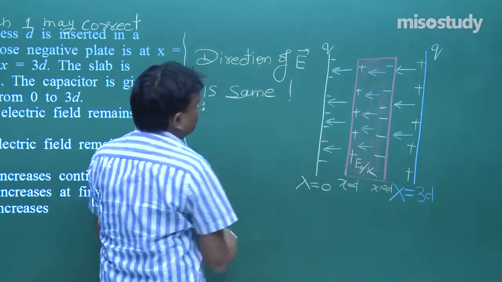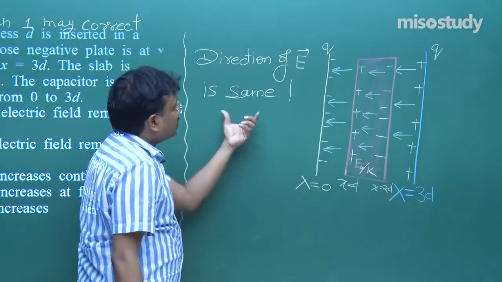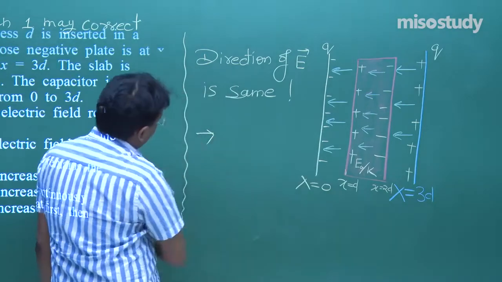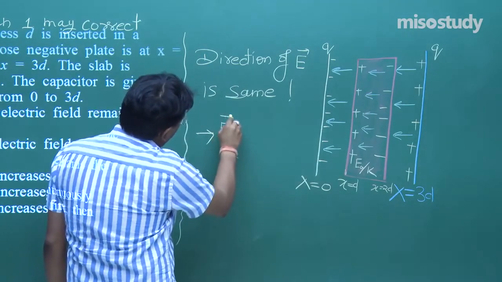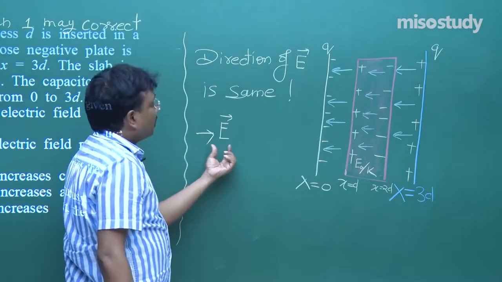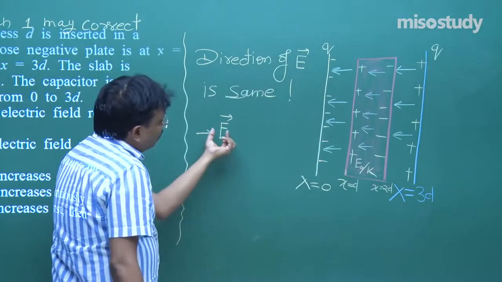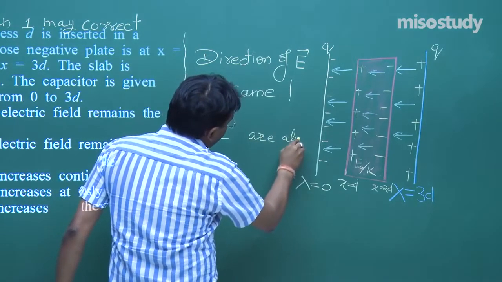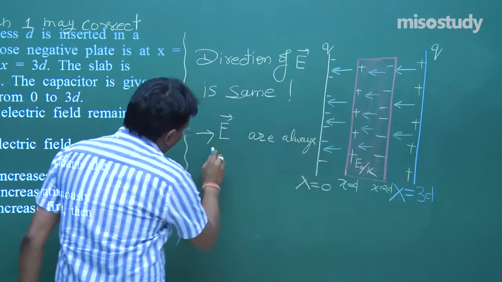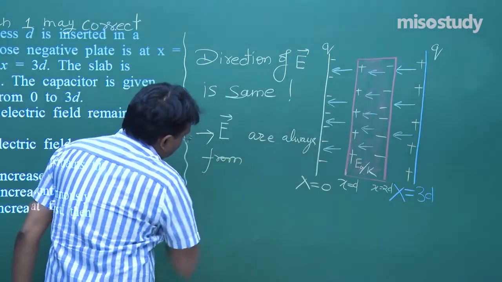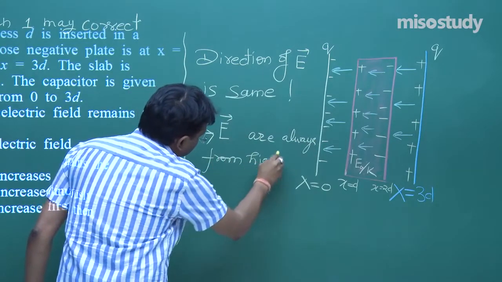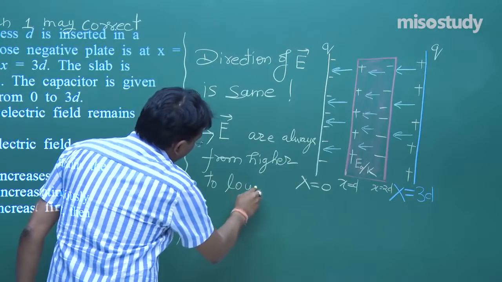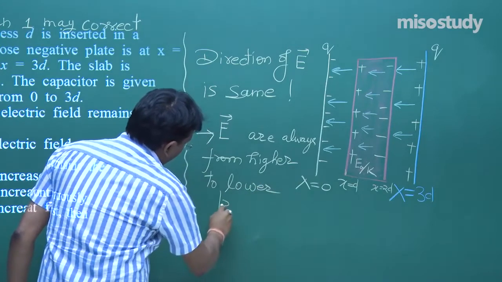First statement, just for your understanding, direction of E is same. Another is electric field lines, rather than writing that long sentence, I am simply mentioning electric field lines are always from higher to lower potential.